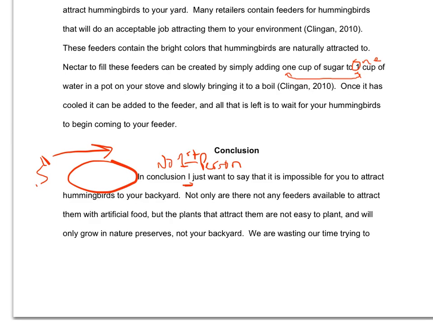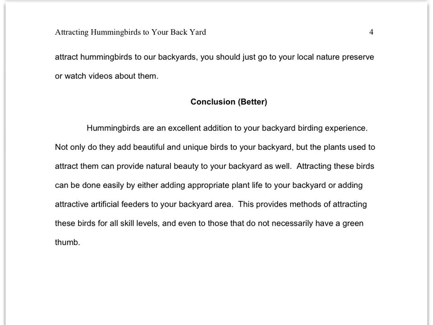It is assumed that what you write in your paper is your opinion, so you don't need to say I or we or anything like that. "So in conclusion, I just want to say that it's impossible for you to attract hummingbirds to your backyard. Not only are there not any feeders available to attract them with artificial food, but the plants that attract them are not easy to plant and will only grow in nature preserves, not your backyard. We are wasting our time trying to attract hummingbirds to our backyards. You should just go to your local nature preserve or watch videos about them."